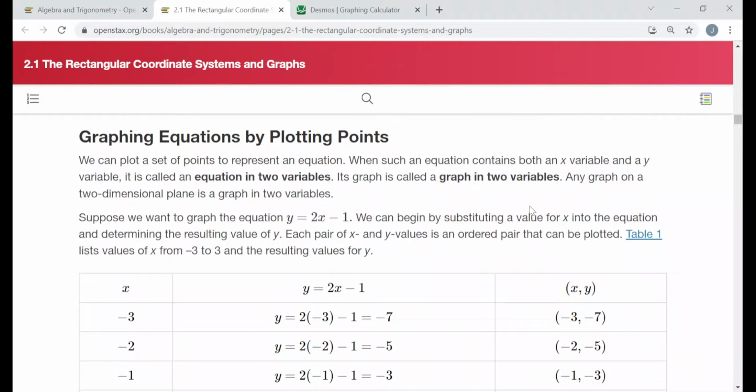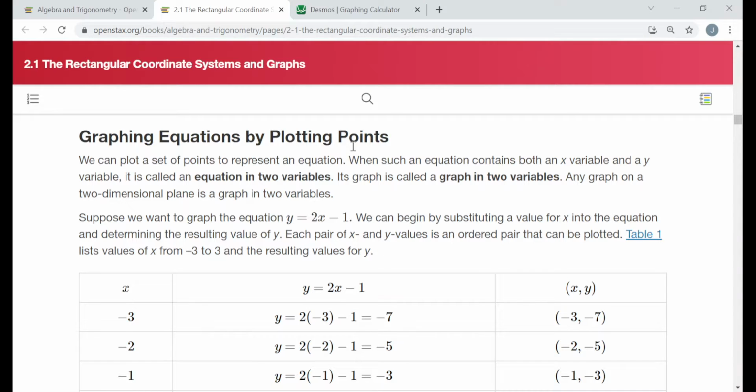In this video I'm going to be doing examples that are taken directly from a free online textbook at openstax.org, and I'm in the Algebra and Trigonometry text, section 2.1, titled The Rectangular Coordinate Systems and Graphs. And I'm working under the objective heading Graphing Equations by Plotting Points.